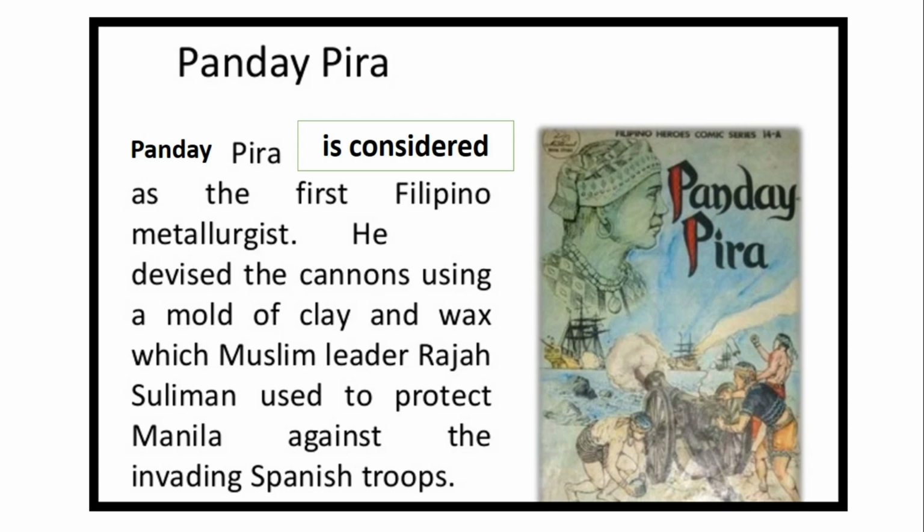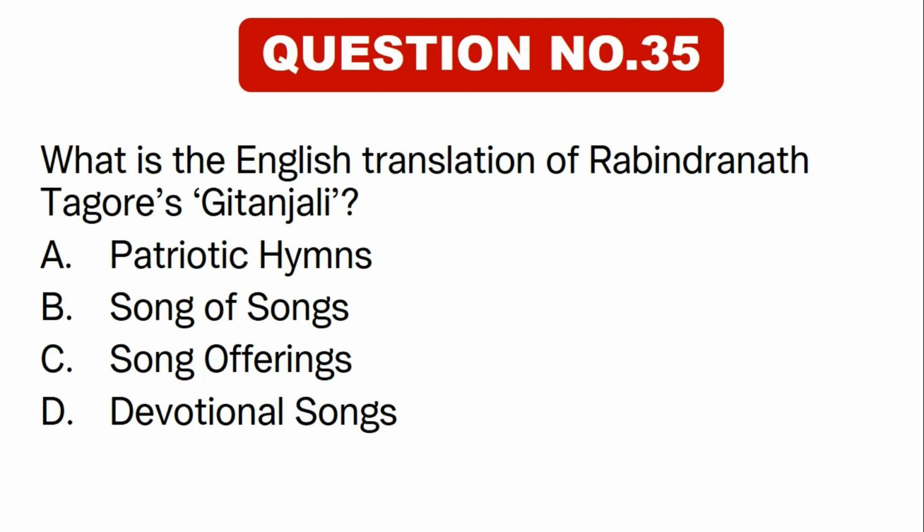Number 35, what is the English translation of Rabindranath Tagore's Gitanjali? A. Patriotic hymns. B. Song of songs. C. Song offerings. D. Devotional songs. Again, what is the English translation of Gitanjali? It's pronounced Gitanjali. I checked from an Indian professor of English based in the United States. The correct answer is song offerings.